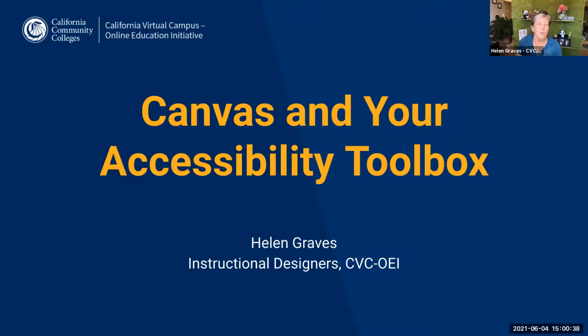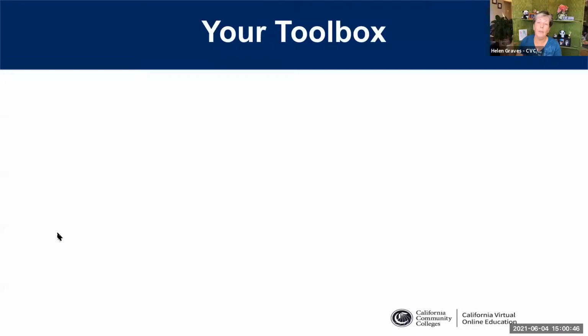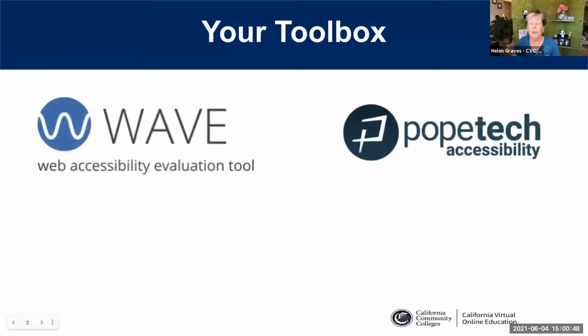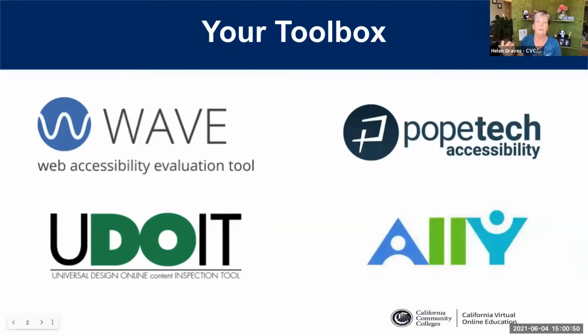Okay, so there's Bob. We are going to talk about the little man in Canvas, the accessibility checker, as well as 4 other accessibility external tools: the Wave tool, Popetek, You Do It, and Ally. It's a lot to cover in an hour, so I'm going to be talking pretty quickly because I want to make sure there is also time for questions should you have them.